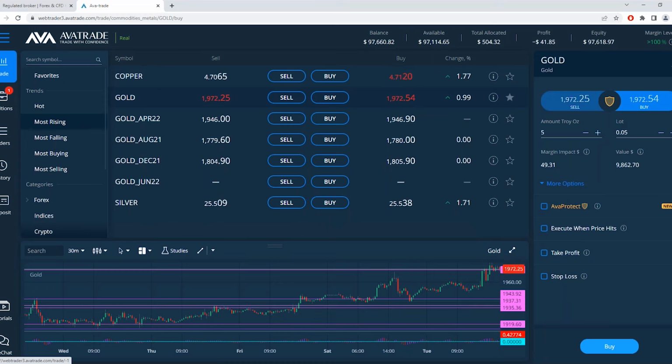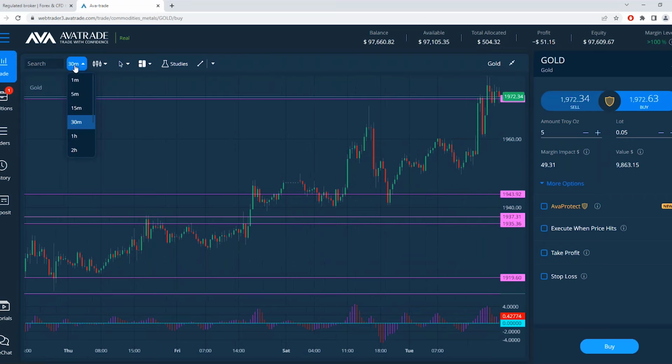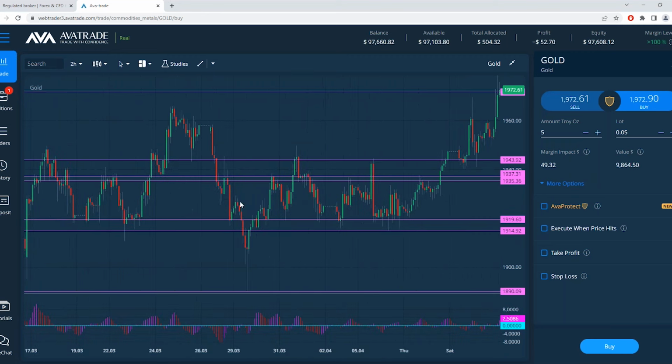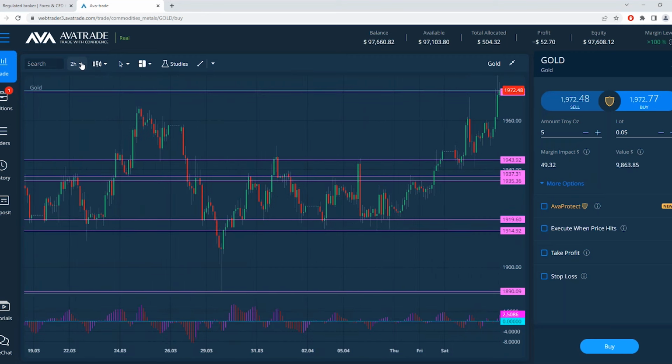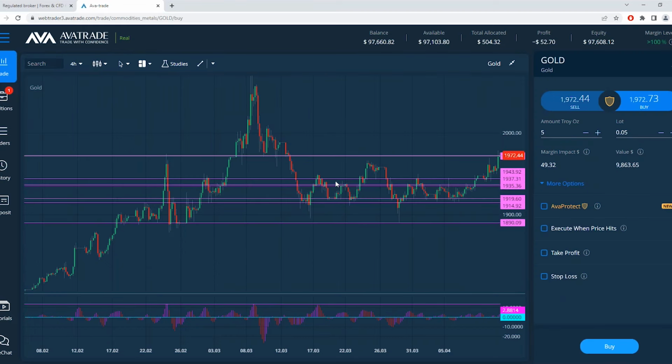I wanted to switch from currencies to commodities, so let's look at gold. And we'll go to a bigger picture on gold. 2-hour candles, 4-hour candles. By bigger picture, I mean I want to see more time.